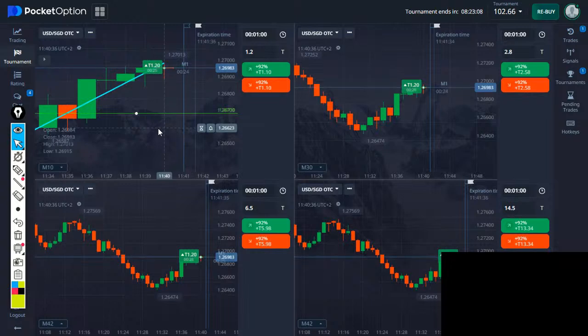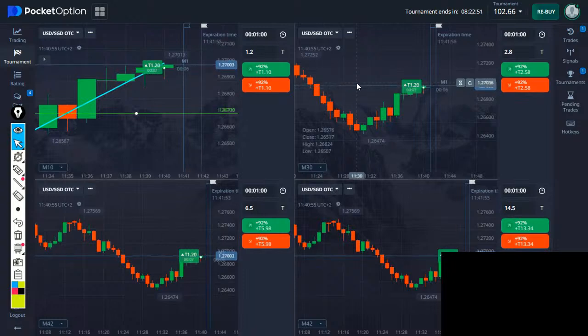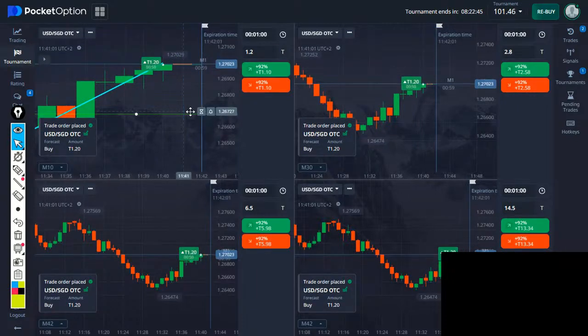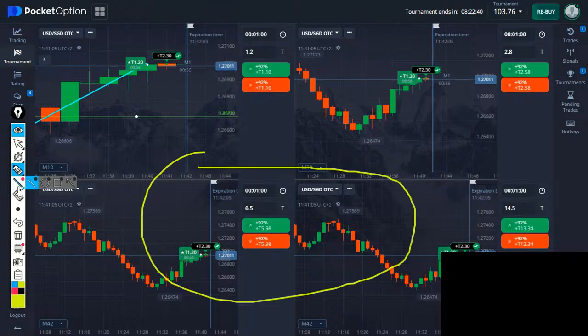Let's see if this one is going to be a win as well. Beautiful, beautiful rejection. Come on, keep going. So up to this point, we never reached more than two. Take a buy here. Up to this point, we never reached the third and fourth trade so far, which is good.